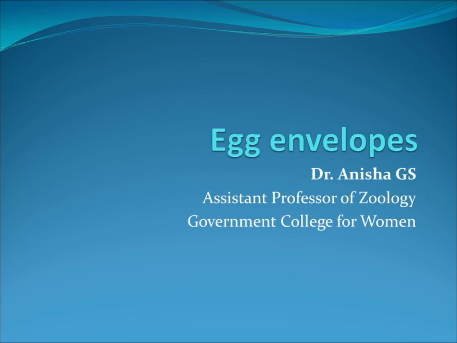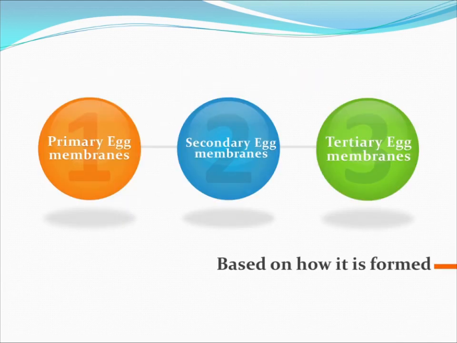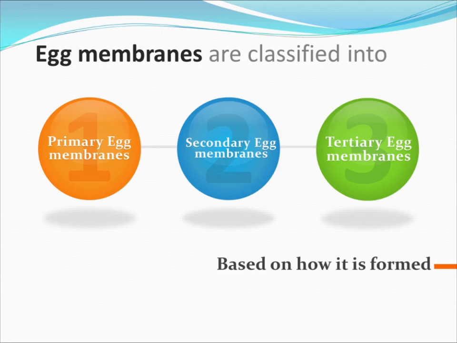Today we are discussing egg envelopes or egg membranes. The eggs are well protected by egg membranes, and these egg membranes or egg envelopes are produced either by the egg itself, or by the follicle cells of the ovary, or by the oviduct of the mother. Based on how it is formed, the egg membranes are classified into three. They are primary egg membranes, secondary egg membranes, and tertiary egg membranes.